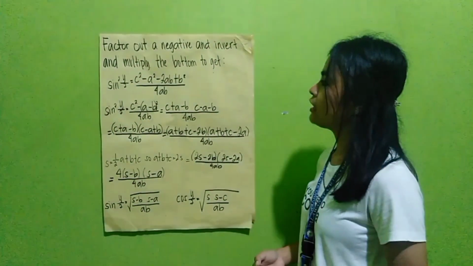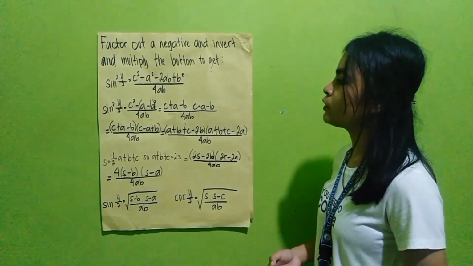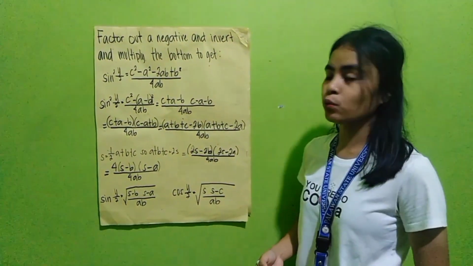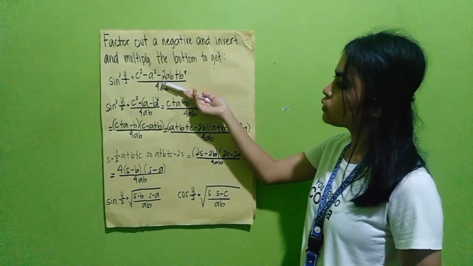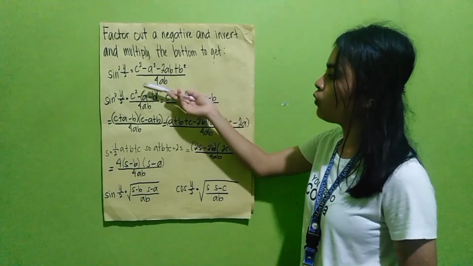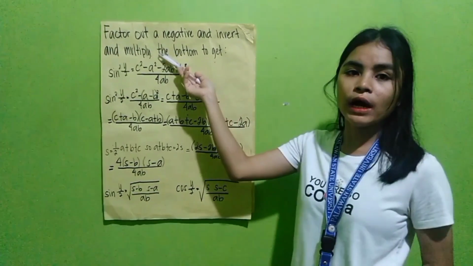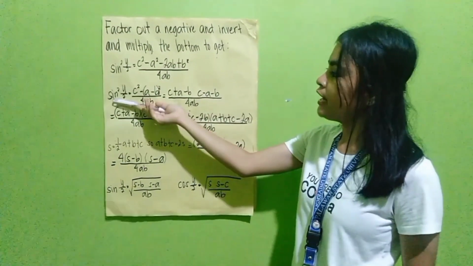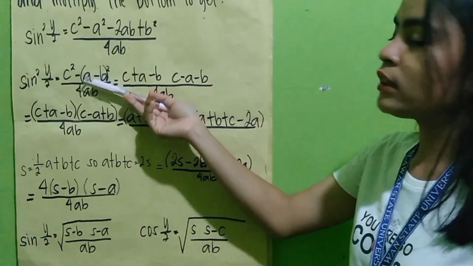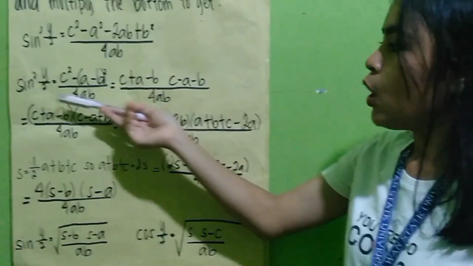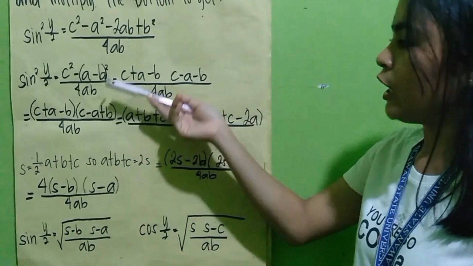Factor out the negative and invert and multiply the bottom to get sine squared gamma over 2 equals (C squared minus A squared plus 2AB minus B squared) over 4AB. Then factor out the numerator. So, sine squared gamma over 2 equals (C squared minus the quantity of A minus B squared) over 4AB.